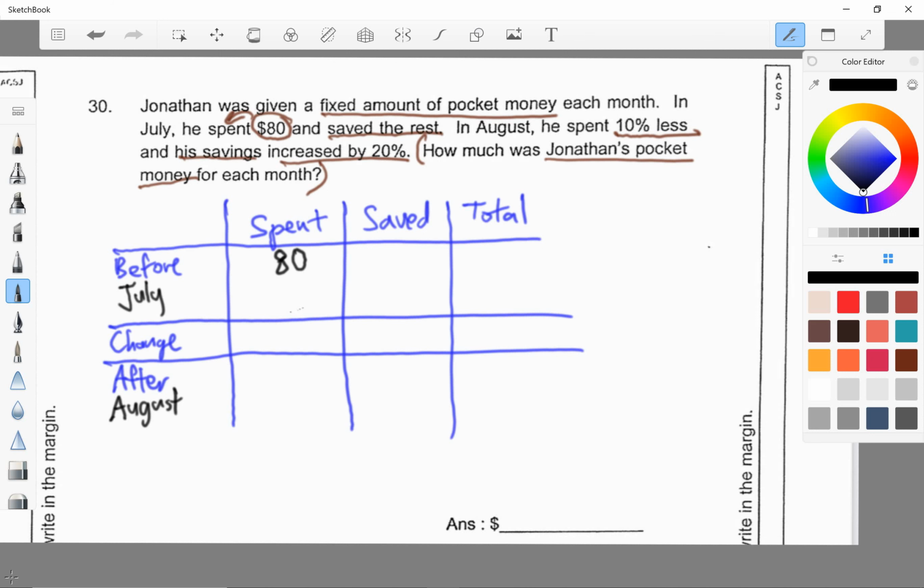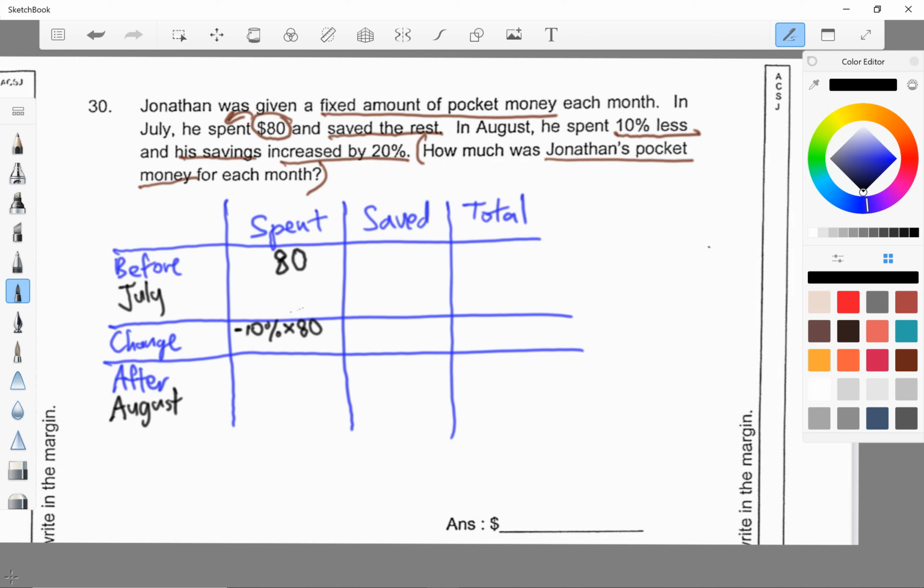That's alright, because what we do know is that in August he spent 10% less. This means that for Jonathan, spending wise in August, it is 10% less of $80, which means that in the change, in the box directly below the 80, I'll put down minus 10% times 80. And that is good enough.